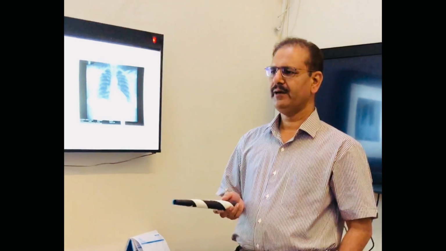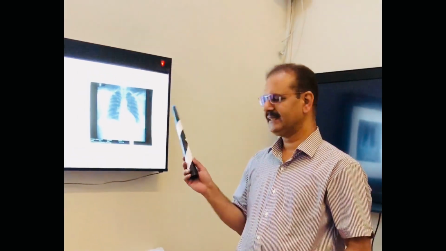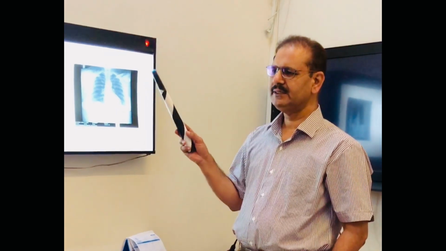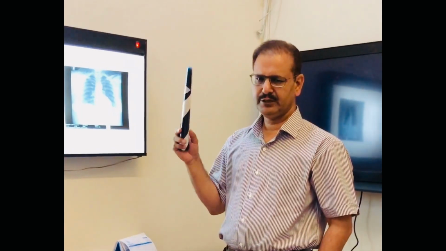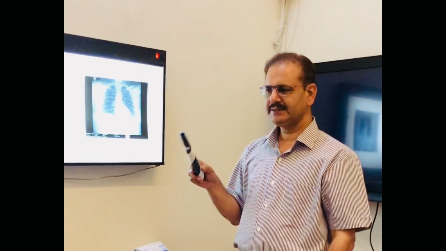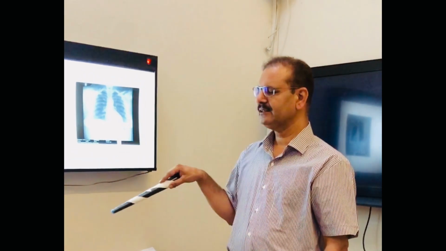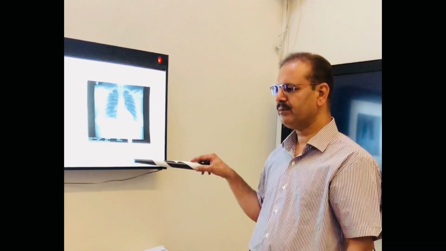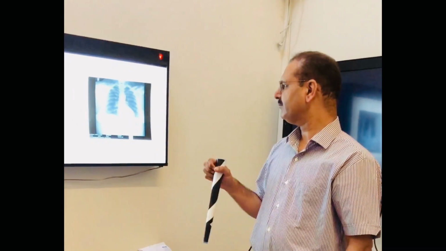We have to interpret a chest X-ray. The mnemonic is A, B, C, D, E. Follow this mnemonic to interpret a chest X-ray so that findings are not missed and are picked up properly. What is meant by A?